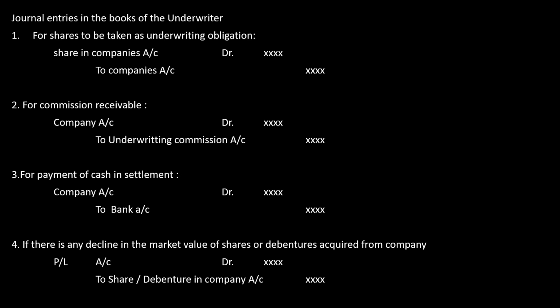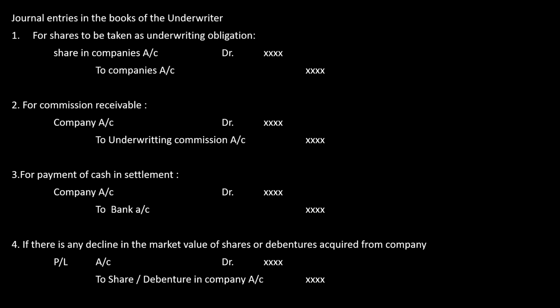Now, these are the entries you draw in the books of the underwriter. The first entry is for the shares taken by the underwriter as an underwriter obligation, which means the gross liability: Shares in X Company debit to Company's account. Then for commission receivable, the underwriter will receive the commission, so the commission will be the credit. Therefore, Company's account debit to Underwriting Commission.